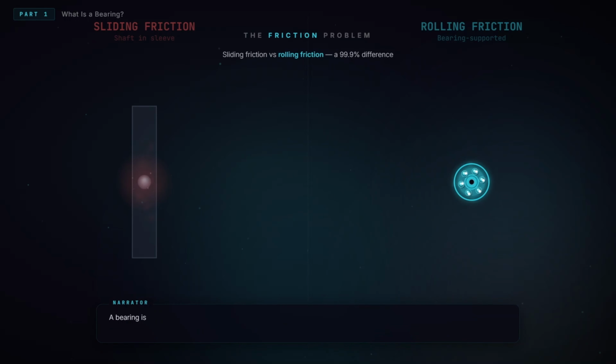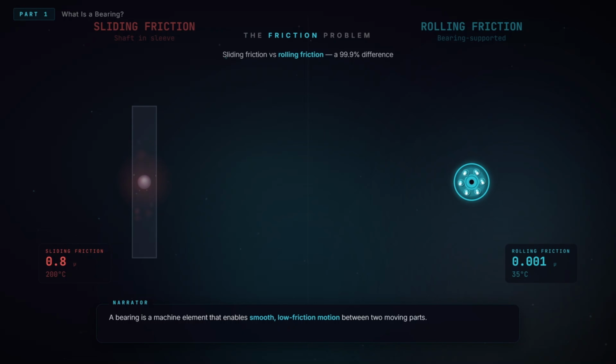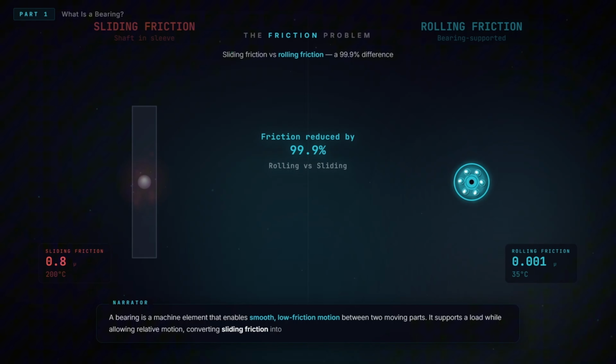A bearing is a machine element that enables smooth, low-friction motion between two moving parts. It supports a load while allowing relative motion, converting sliding friction into rolling friction.